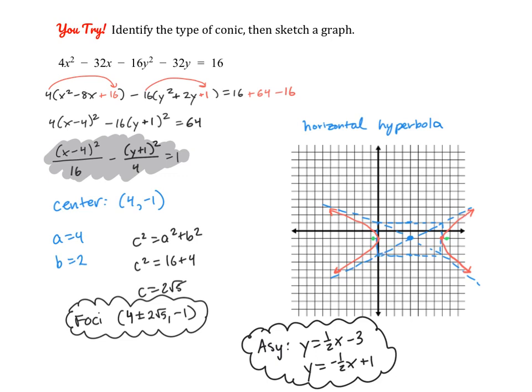Now, if you wanted to make the equations of your asymptotes, just be careful. You can use the slope box to find your slope. So you can see its rise over run is 2/4, which is 1/2. But remember, you need to write it in slope-intercept form. So if you carry your graph on, if you have a nice accurate graph, you can see that my y-intercept for the positive slope is -3. And then for the asymptote with the negative slope, you can see that the y-intercept is +1. So that's how I got the equations for my asymptotes.